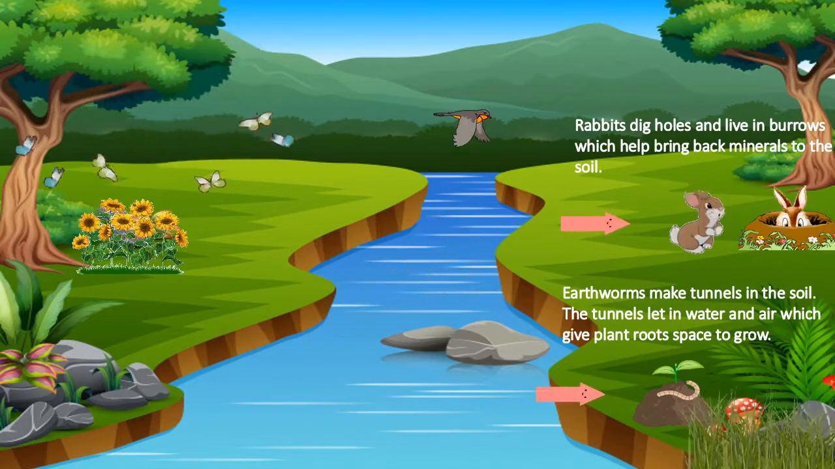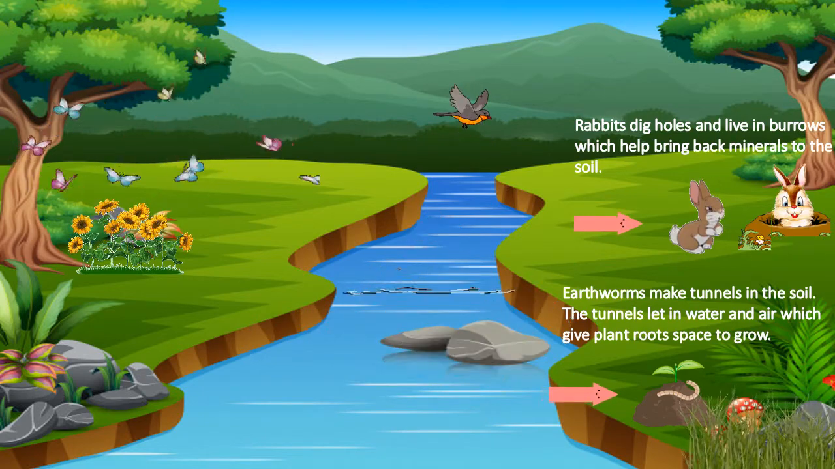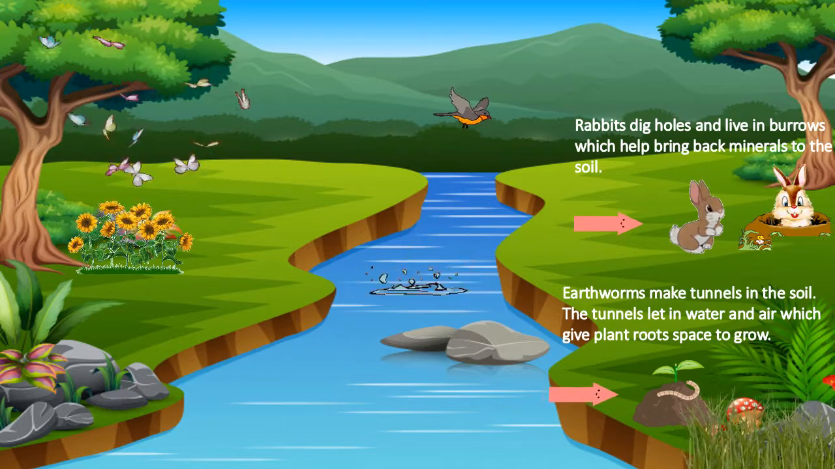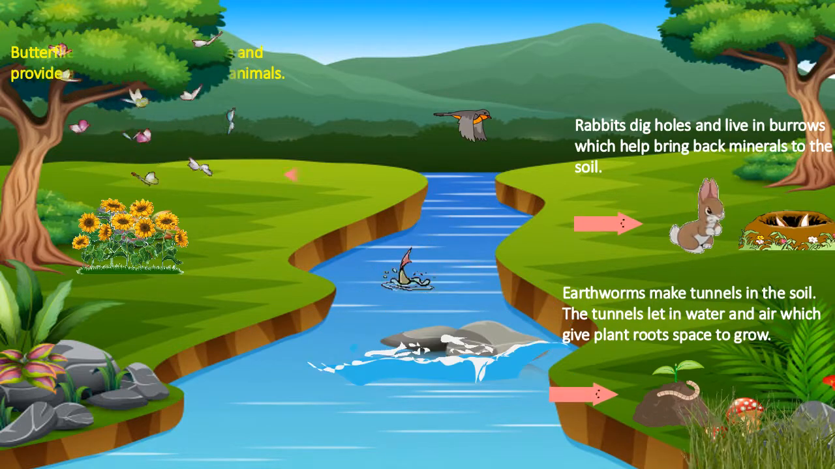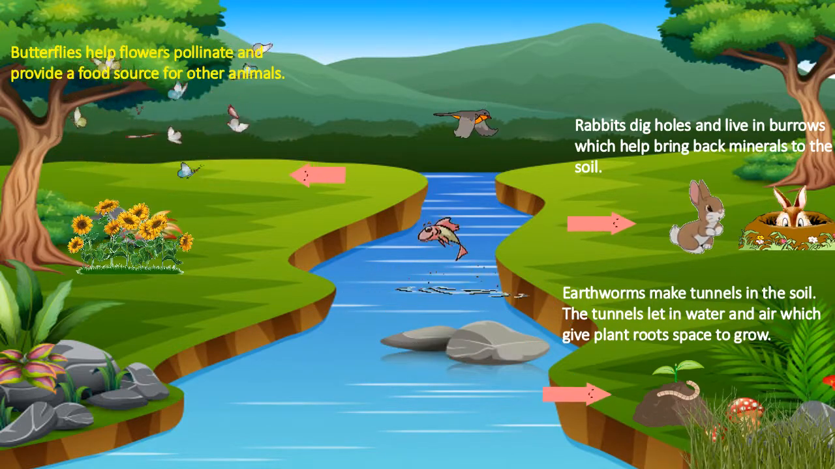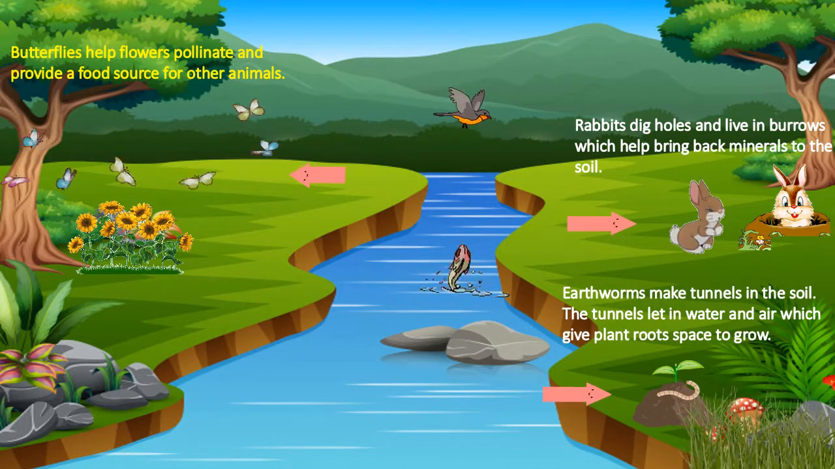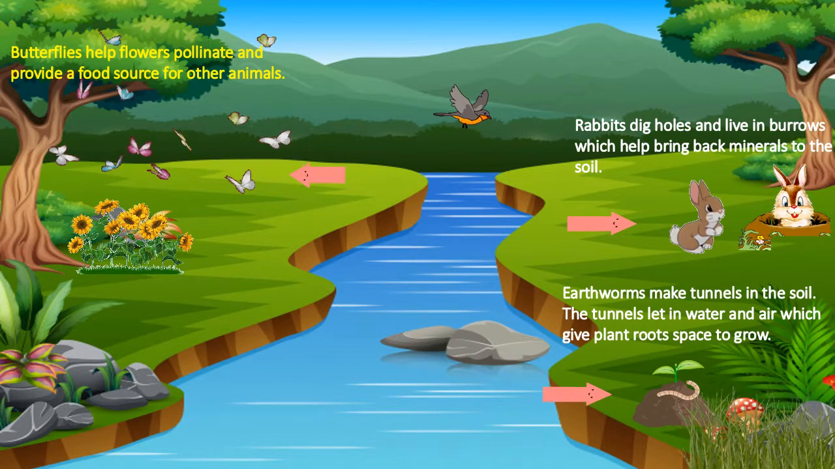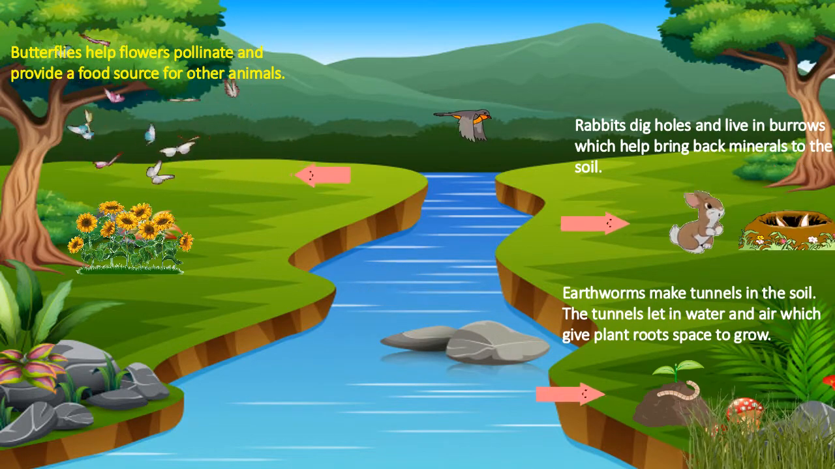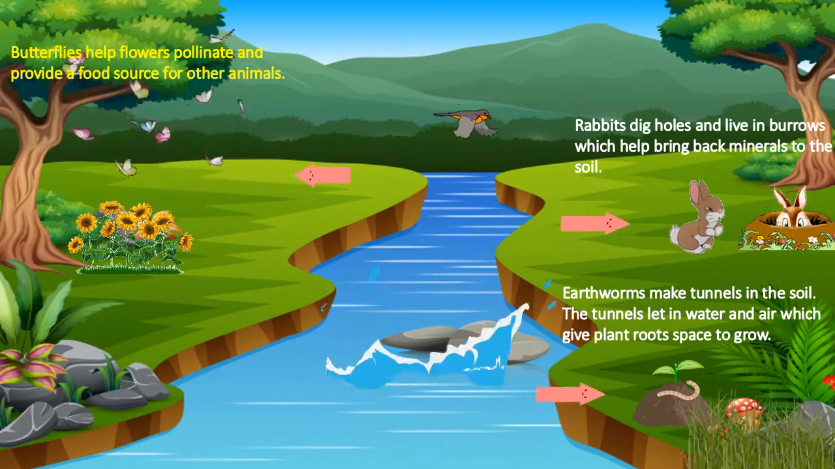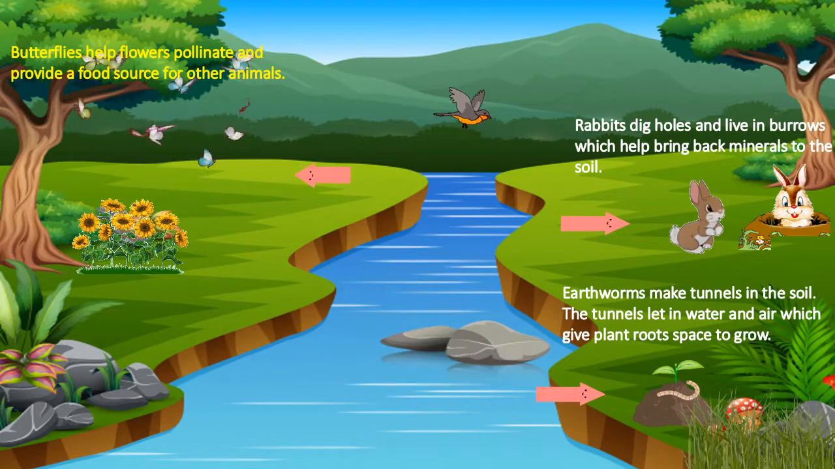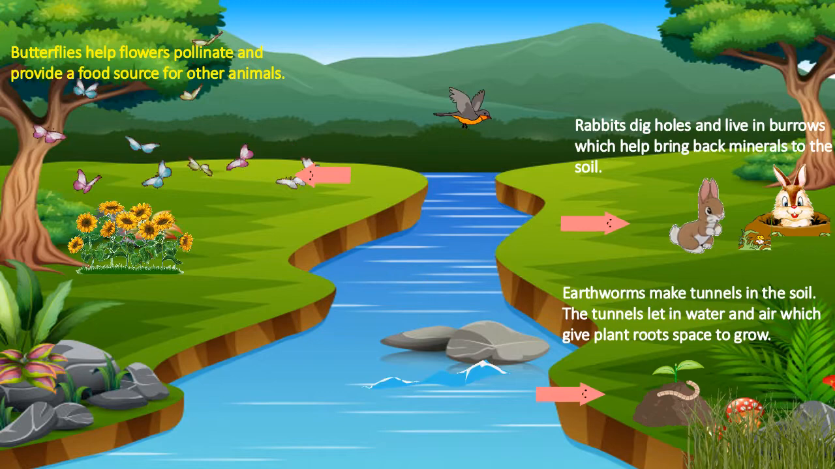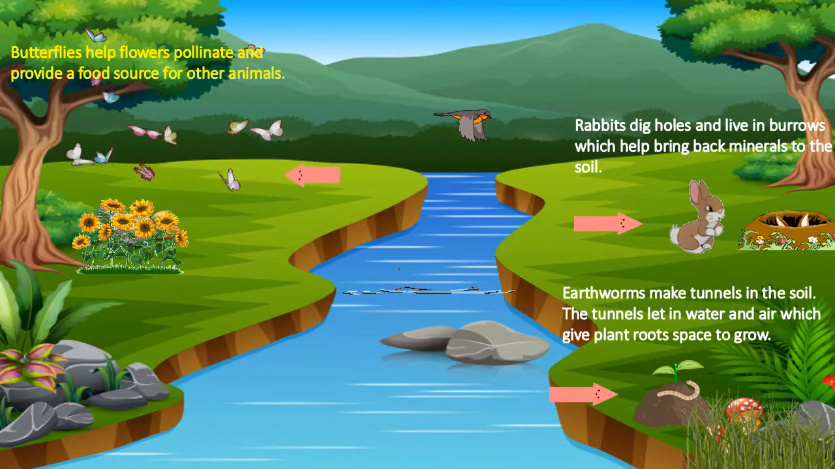And finally, what about these beautiful animals flying in the sky? What do we call them? Excellent job! These animals are called butterflies. Butterflies can change the environment as well. Butterflies help flowers pollinate and provide a food source for other animals like spiders.